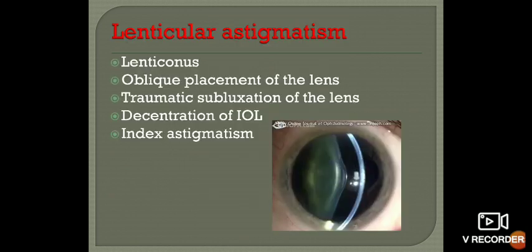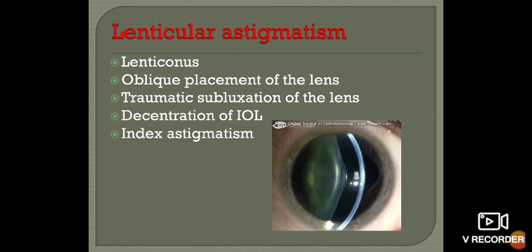So all these are due to the cornea. Astigmatism can again be due to changes in the lens. Okay, what are the types? All these conditions are called lenticular astigmatism. Lenticular astigmatism can be due to lenticonus.